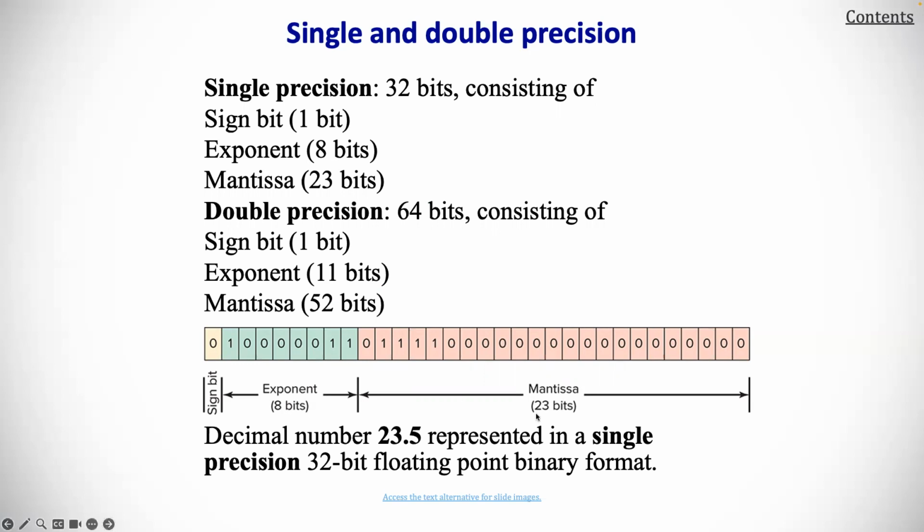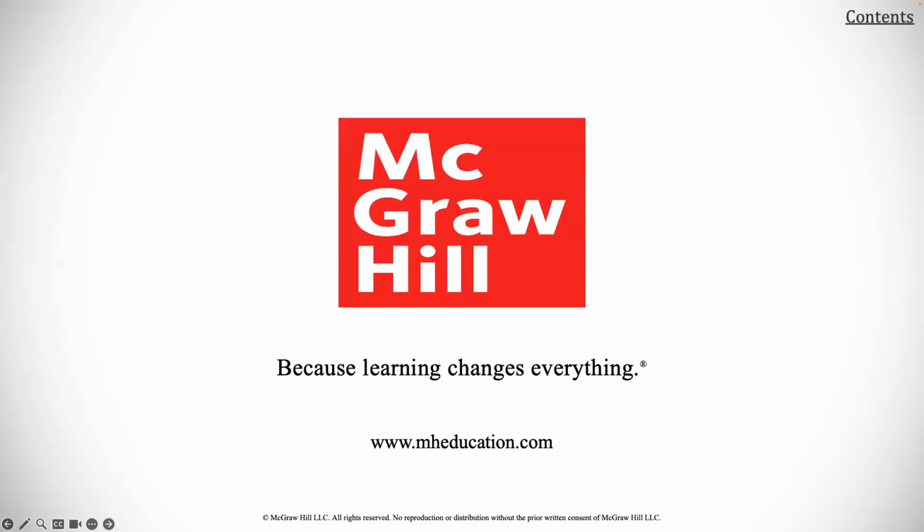The decimal number 23.5, represented in a single precision 32-bit floating point format, is what we're showing here in this illustration. Okay, well, that's it for this chapter.